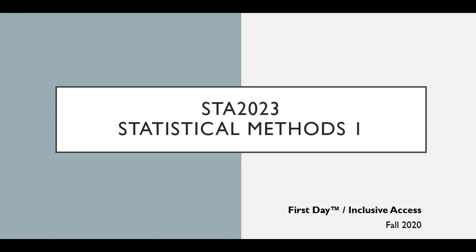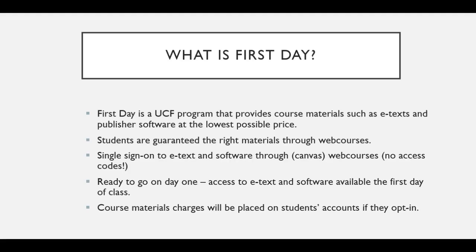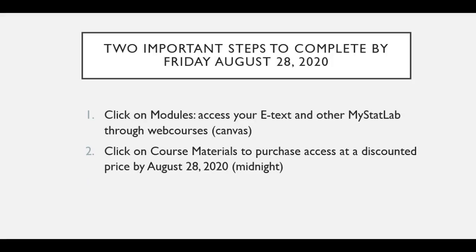Hi, over the next few minutes, I'll walk you through how you can access the eText and also MyStatLab through web courses using the First Day program. First Day is a UCF program set up to basically give students the lowest possible price to the eText and also publisher software like MyStatLab the very first day of class. So as soon as your instructor publishes their web courses, you can go to modules and have access to the eText and to MyStatLab so you can look through the material before the drop add period at no charge.